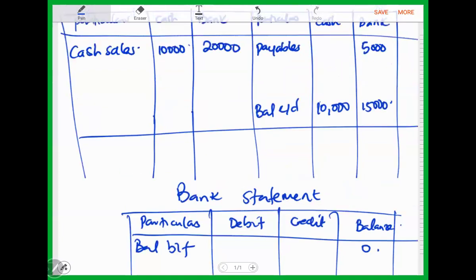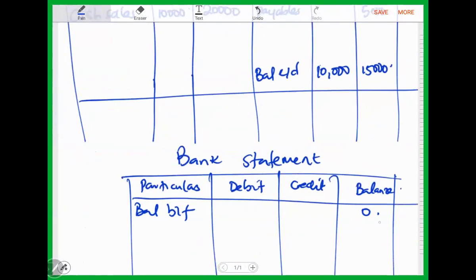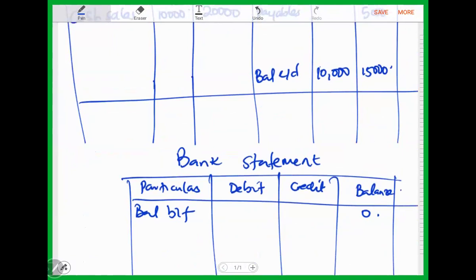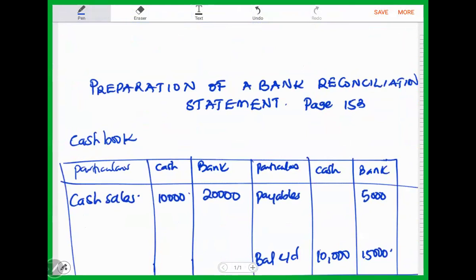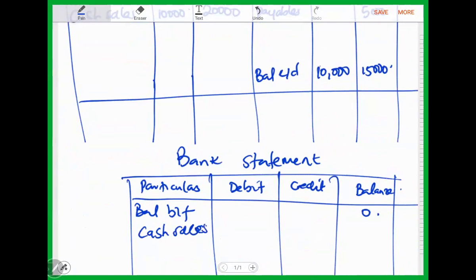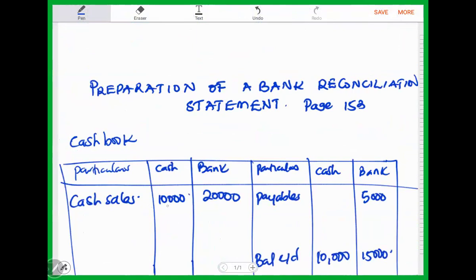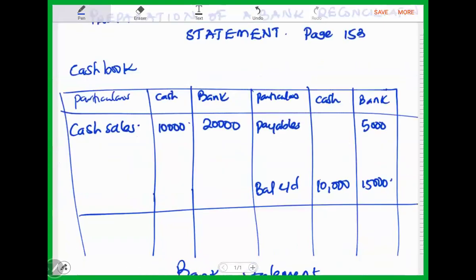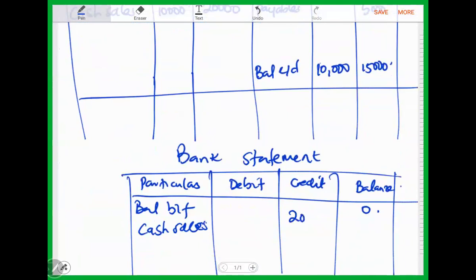So in this case, in comparison with what I have here, the balance brought forward is 0. If I had a balance brought forward here in the cash book, I would also have it here in the bank statement. Now, on a certain date, we had some cash sales. Of the cash sales, 10,000 was received using cash, so we have it in hand, and we also have some money that was paid in the bank. So this money that was paid in the bank should appear on the credit side of the bank statement, meaning that our account was credited by that amount.